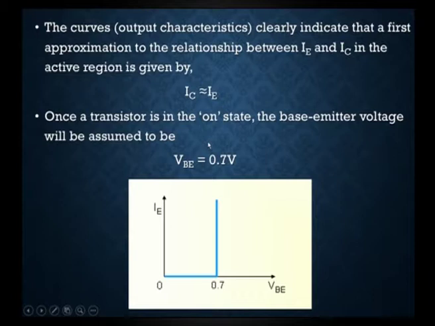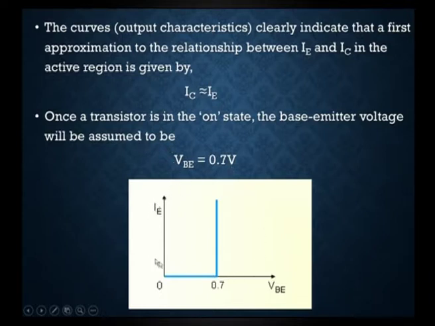The curves clearly indicate a first approximation relationship between IE and IC in the active region, that is, IC is approximately equal to IE. We already observed this from the output characteristics. Also, once the transistor is in the on state, the base emitter voltage will be assumed to be VBE equal to 0.7 volts.